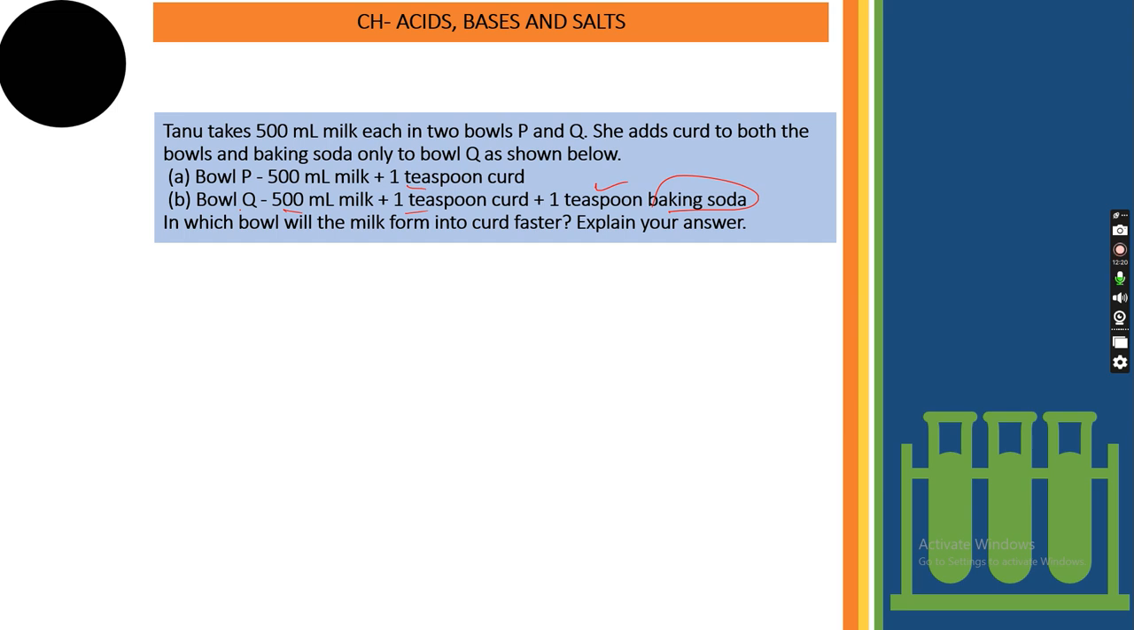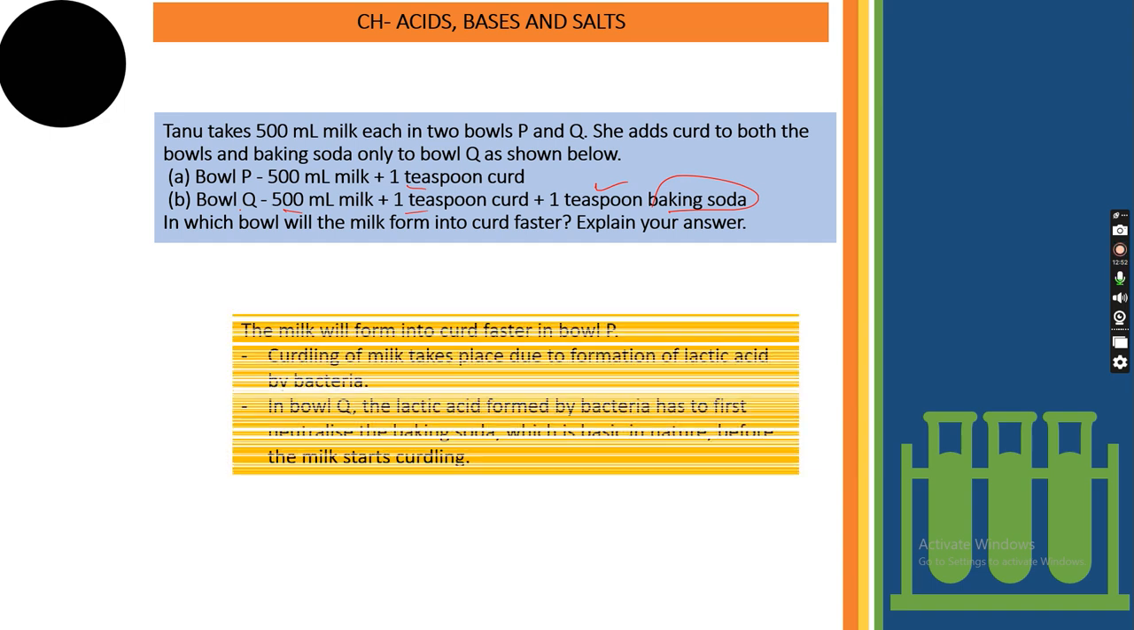But in bowl P, there is no base, so acid forms directly and milk will convert into curd. But in bowl Q, it will take time. Why? Because baking soda is there. So whatever acid is being produced, the lactic acid that is forming, the baking soda is neutralizing it. So it will take time to overcome that baking soda by the neutralization process, and it will take time to form the curd. Okay, so that is your answer for this question.